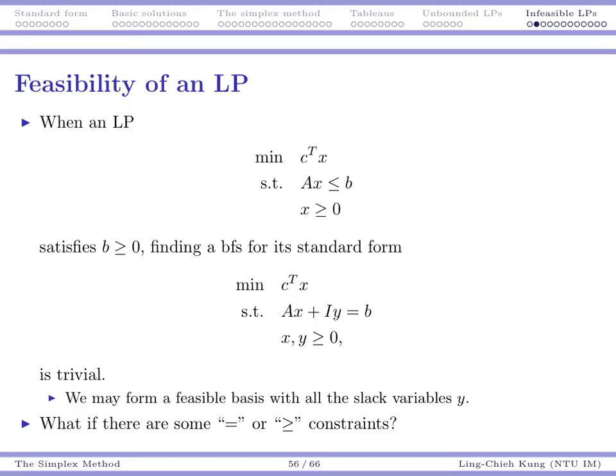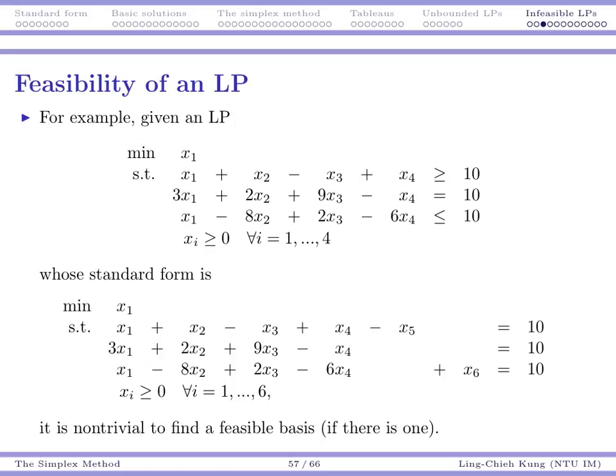So given a general linear program like this, if we have b that is non-negative, we may add slack variables into these constraints to get a standard form. This is trivial. And then there are some other issues. When we have only less than or equal to, everything is easy. But if we have equality or greater than or equal to, that will create some other problems.